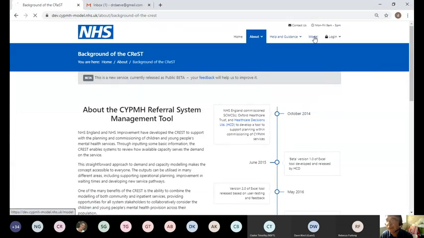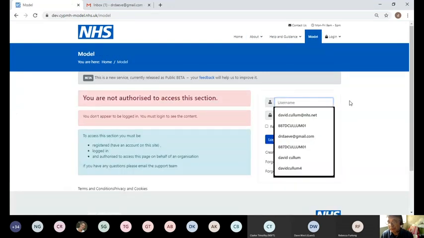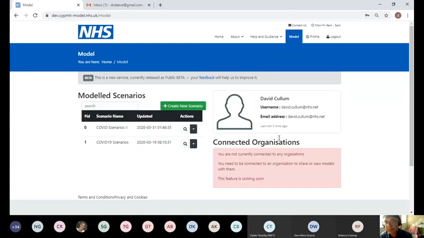So we actually model. Oh, that's handy. I thought I was logged in, so I can do the logging in bit. So that's me.